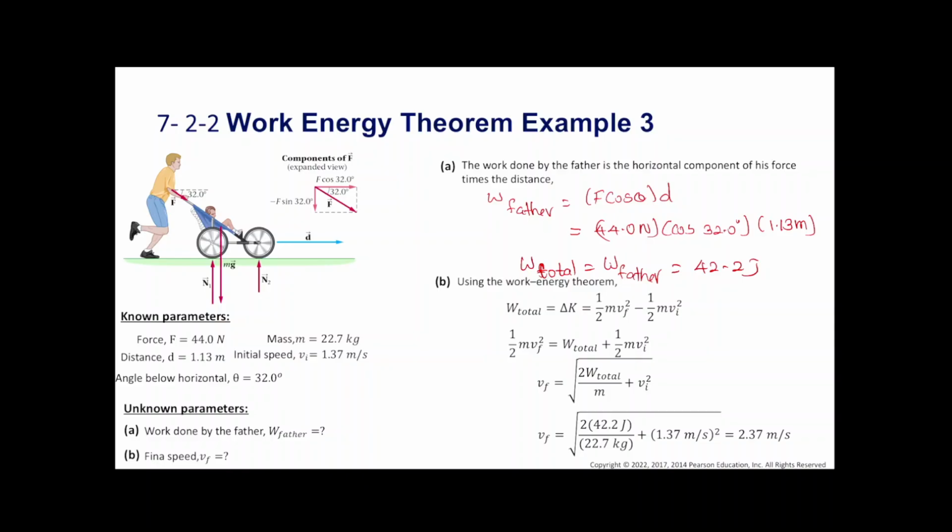Now that's the end of the second section in chapter 7. In this section we learned that the kinetic energy of an object, K, is half mass times velocity squared, and the total work done is equal to the change in its kinetic energy. Let's move to the next section of the chapter.